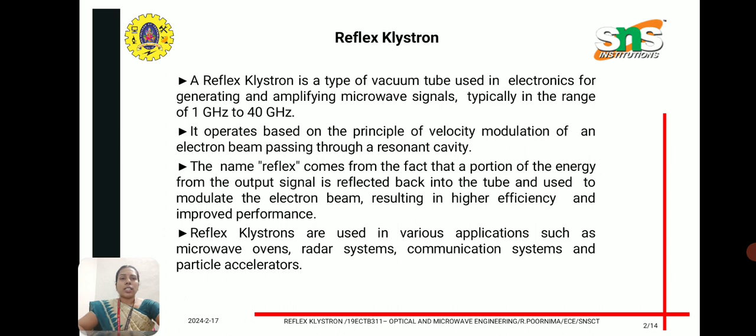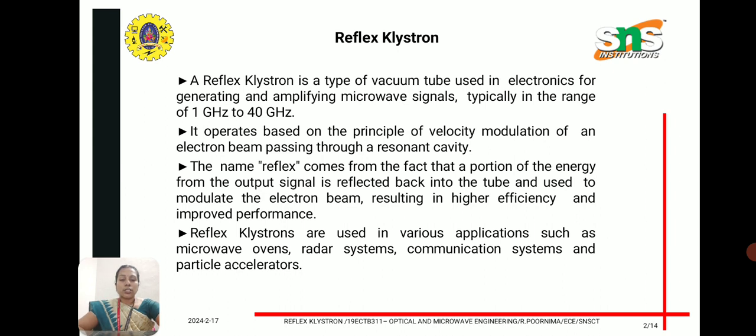It is basically a type of vacuum tube used in electronics for generating or amplifying microwave signals in the range of 1 GHz to 40 GHz. The basic principle behind the klystron is the velocity modulation of an electron beam passing through a resonant cavity. The name reflex comes from the fact that a portion of energy from the output signal is reflected back to the tube and is used to modulate the electron beam.